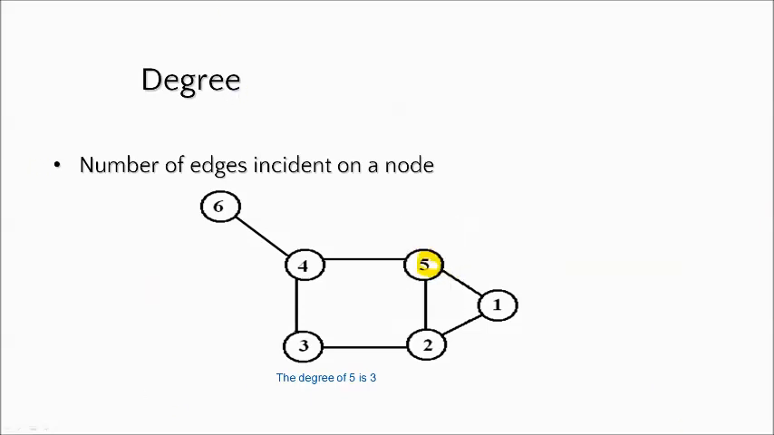Okay, so from vertex 5, I have an edge to 1 here, another edge to 2, and another edge to 3. So the degree of 5 is 3. I have 3 incident edges.